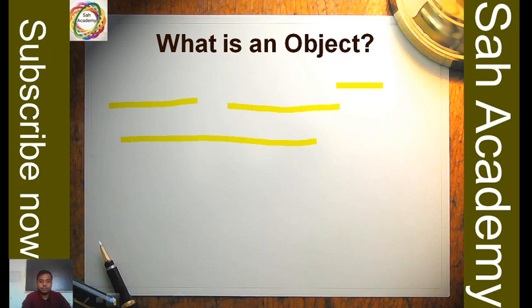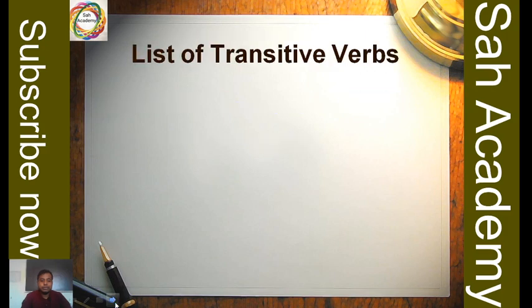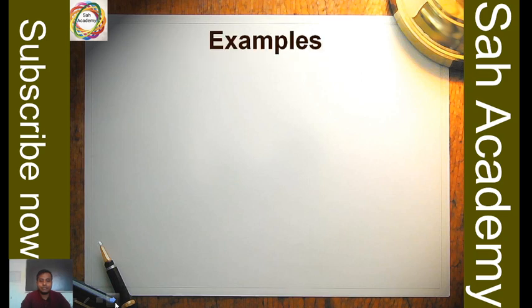Now comes the next part, our list of transitive verbs. Look at these verbs: eat, drink, read, write, play, see, hear, answer, find, love, like, understand, catch, bring, sing, make, give, take, get, forget, buy, sell, pay, help. You can find many verbs like this. Now come to the examples.